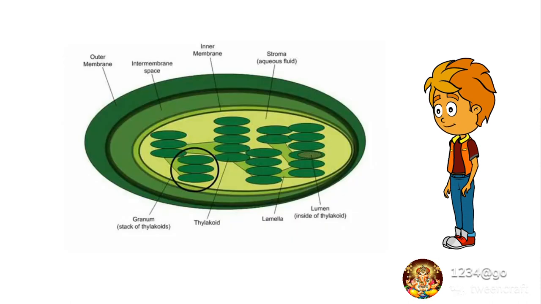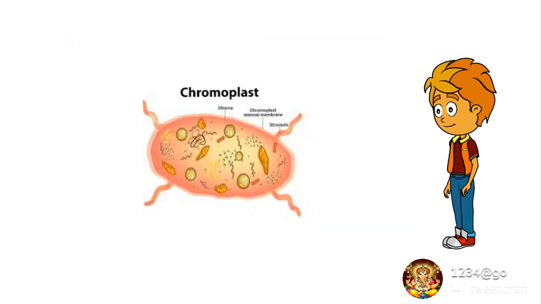Chloroplast is a disc-shaped double-membraned cell organelle. They have the green pigment called chlorophyll that carries out photosynthesis. Therefore, chloroplast is called the kitchen of the cell. Energy enters the food chain through chloroplast. Function of chloroplast. Chloroplast traps solar energy and utilizes it to make food for the plant.